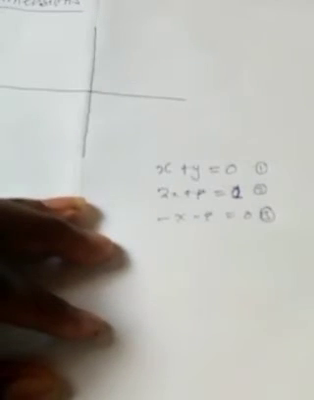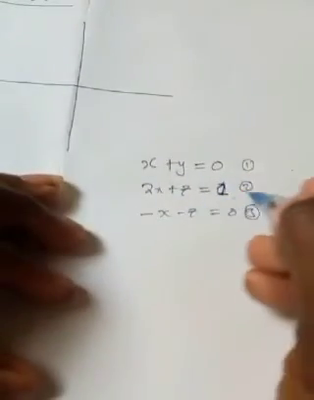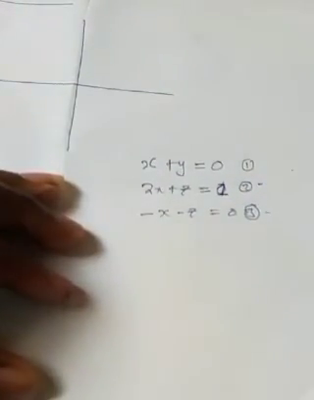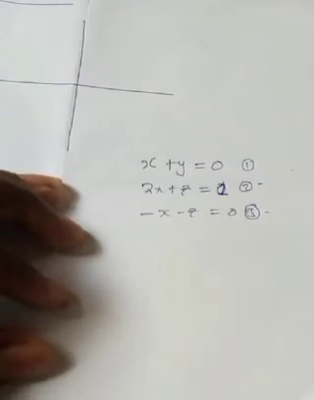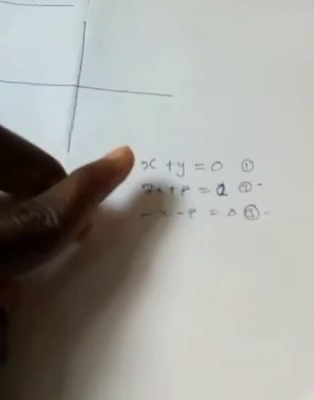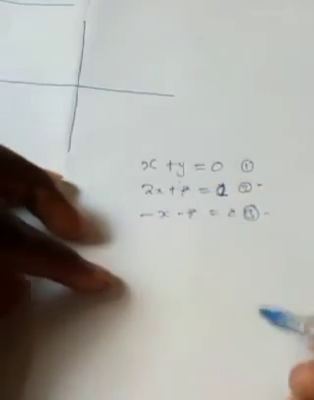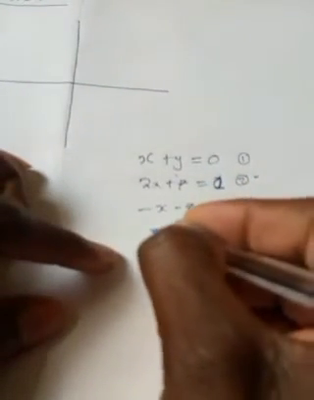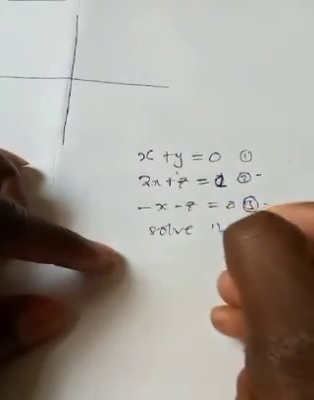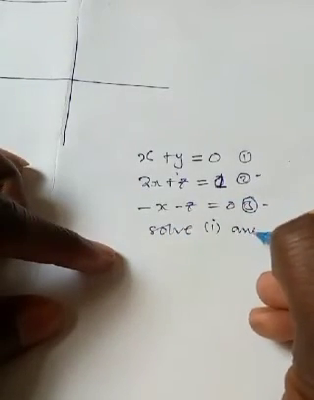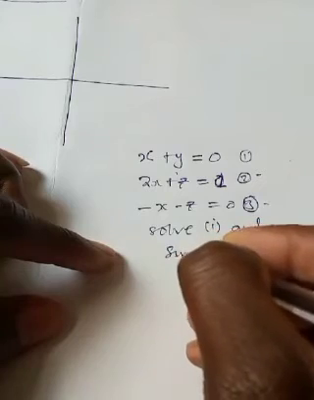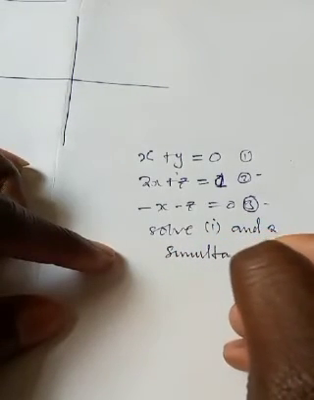Now what are we supposed to do next? We have to solve these equations simultaneously. You can get this equation and that equation, you solve them simultaneously first. After doing that, then you proceed to the first equation, which is having x and y. The reason we solve these two is because they all have x and z. So I'll say solve equation 1 and 2 simultaneously.